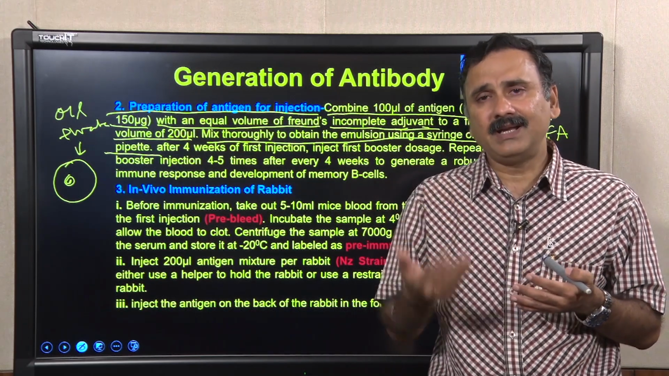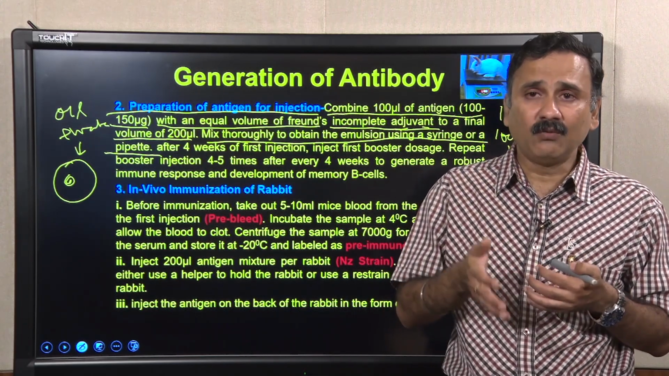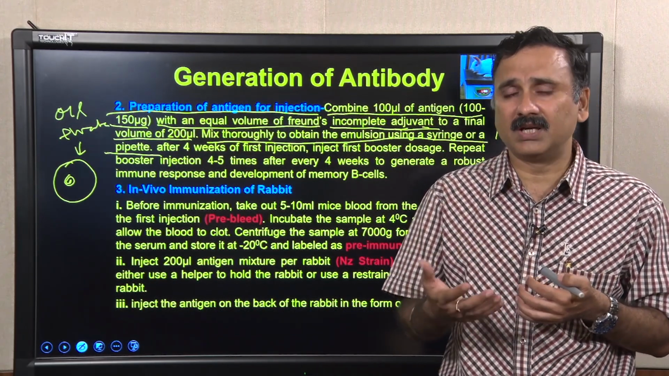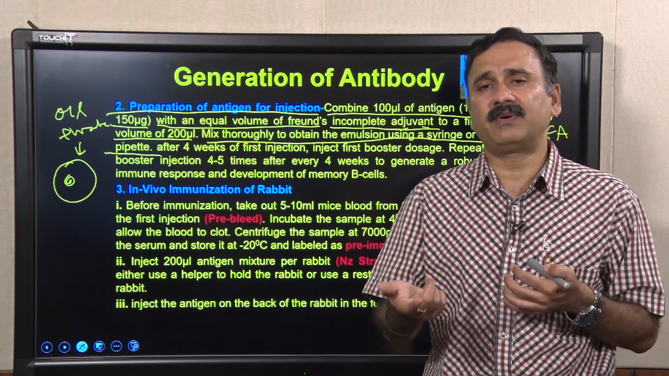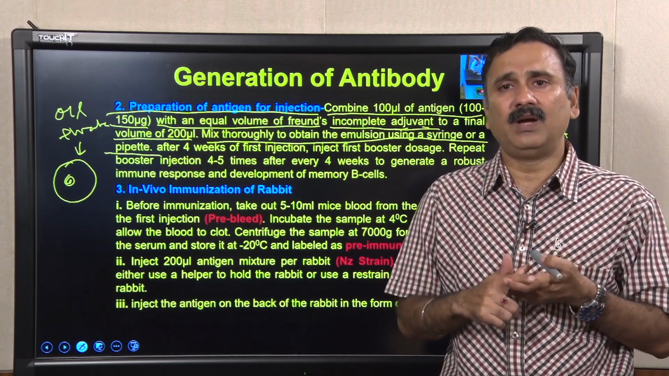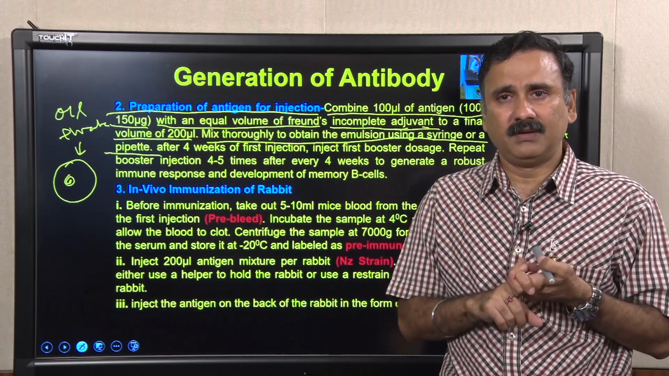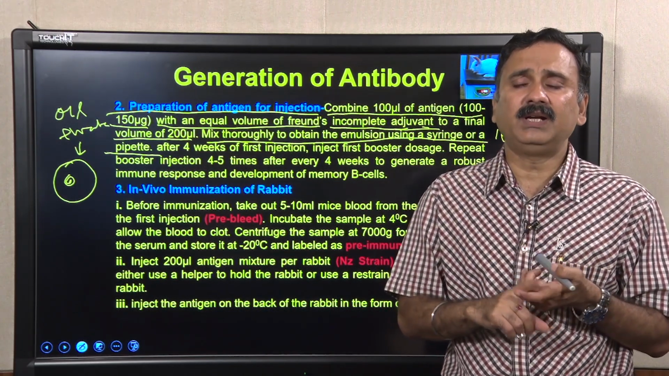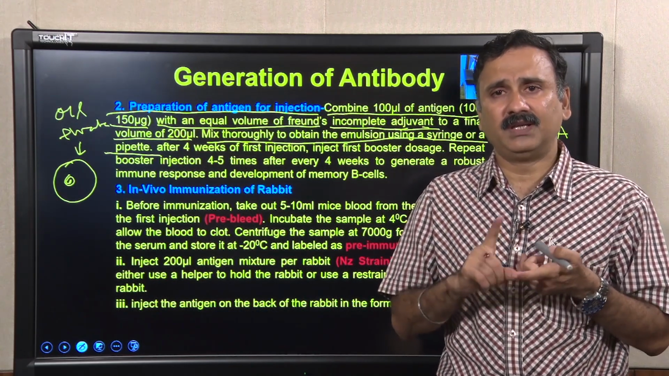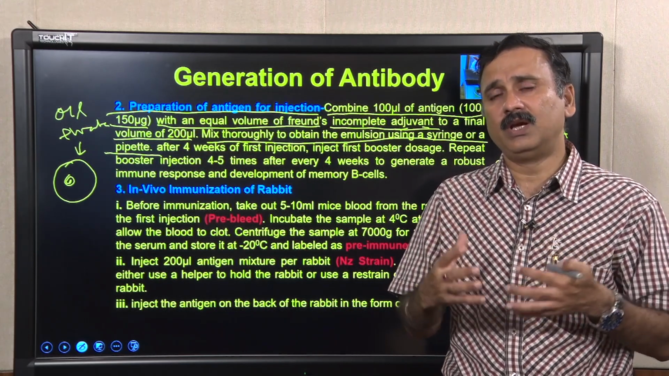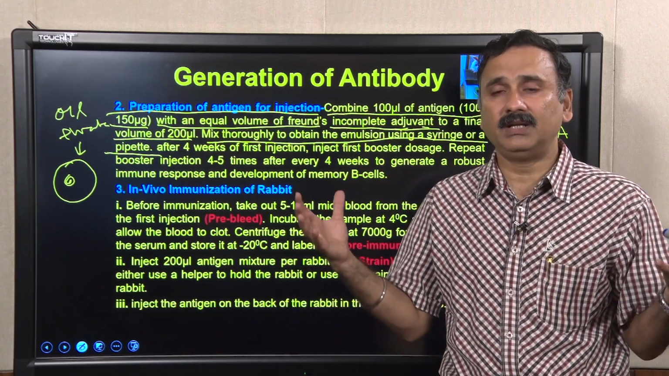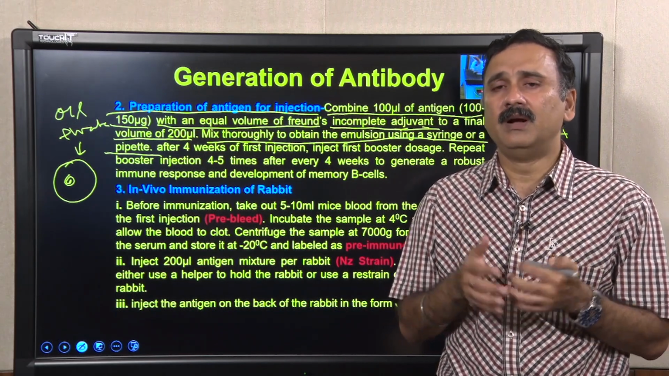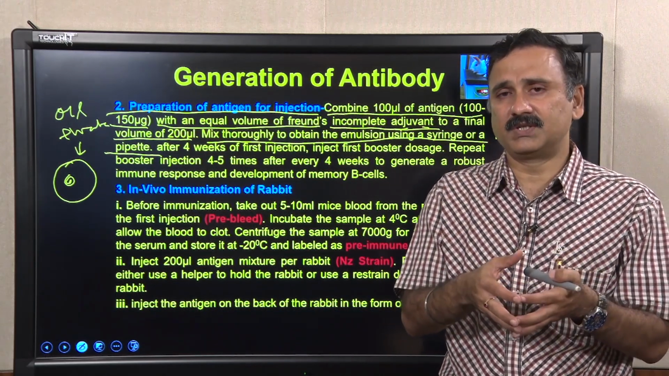And why are we adding the Mycobacterium tuberculosis cell wall? Because the Mycobacterium tuberculosis cell wall is very immunogenic. So, when you inject the primary injections, where you have the Freund's adjuvant, which actually contains the Mycobacterium tuberculosis cell wall, the cell wall is going to activate the immune system, so that a large amount of the immune machinery is going to be present at the site of injections.